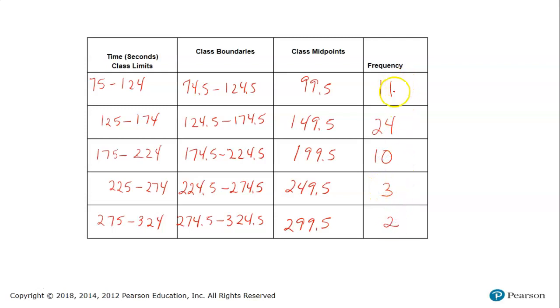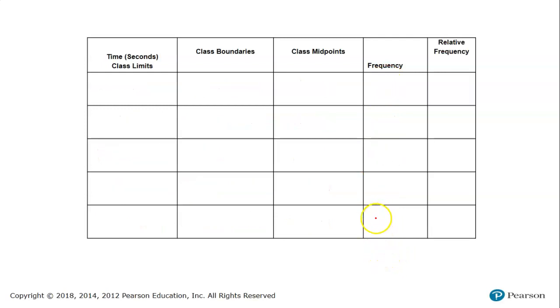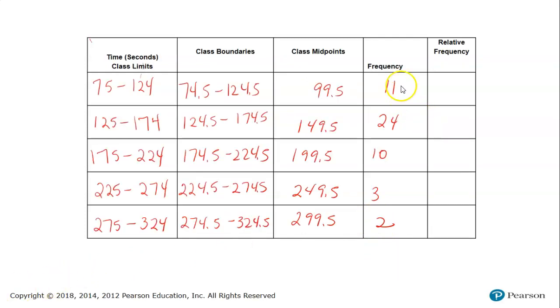I would say be sure that you add these up and that they equal the total number of data values. So for us, that was 50. So make sure that all of these values add up to 50, just as a check to make sure that you've done everything correctly. Okay, the next thing we would like to look at is relative frequency.